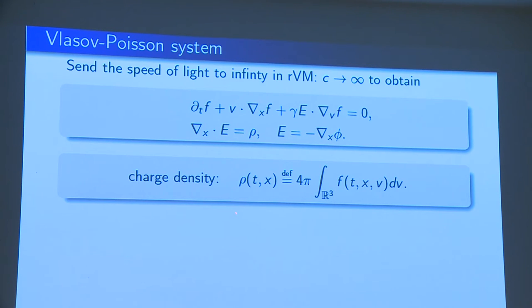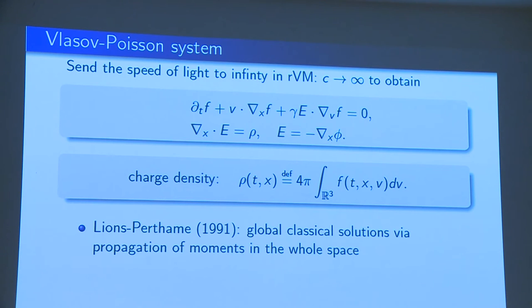the electric E term. And here you have gradient_x dot E equal to rho, and E is equal to minus the gradient_x of phi, where phi is a potential that I'll tell you more about. Then you continue to have the same charge, except we change the notation: it's the integral of f dv.